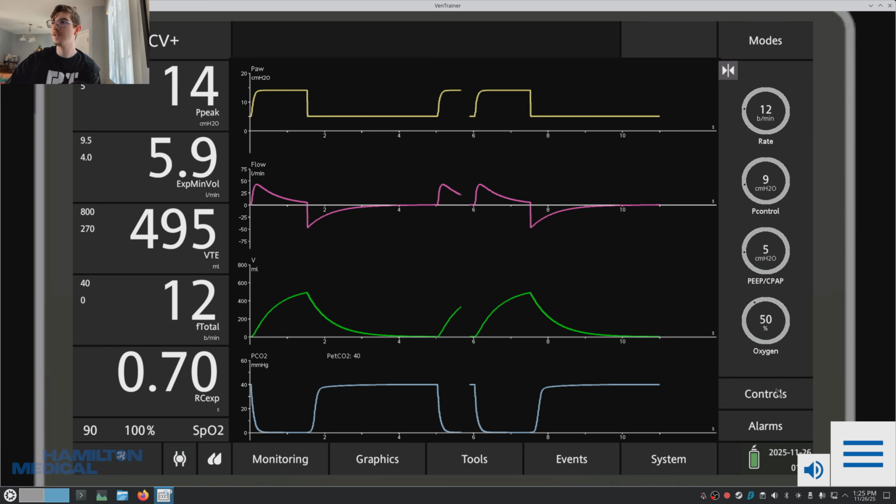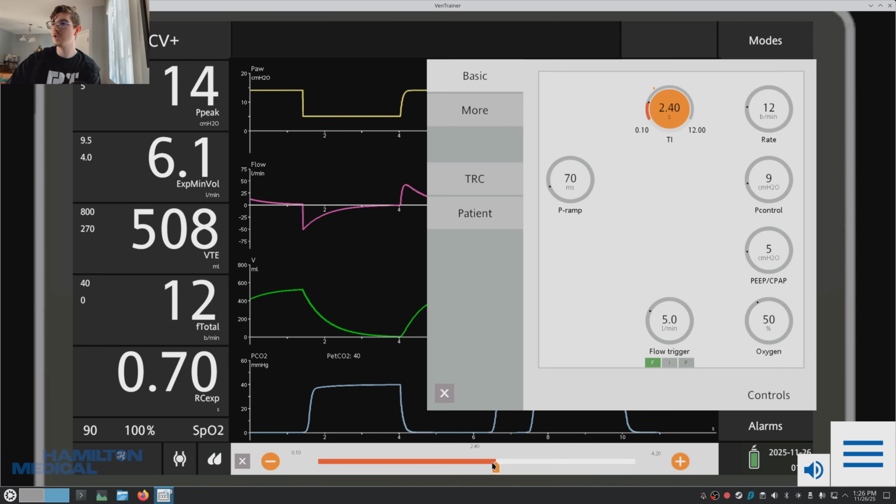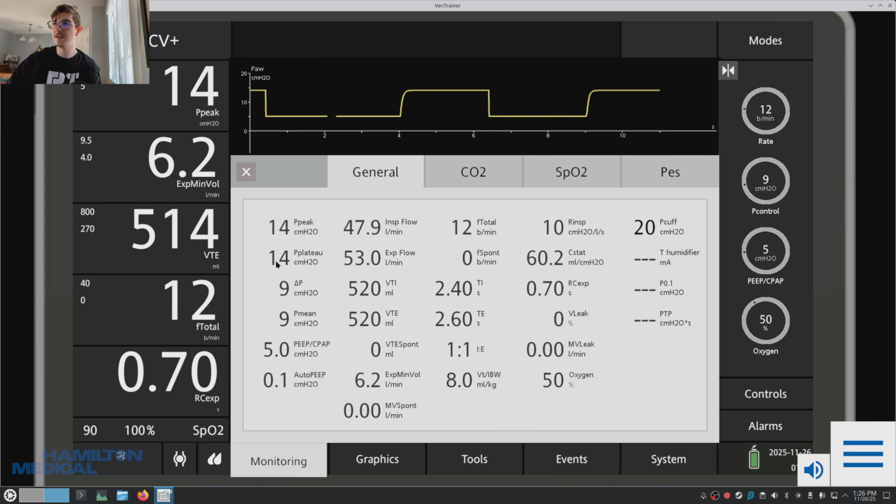And please don't put your patient on an I time of 2.4. I'm just doing this to demonstrate. Eventually that flow is going to reach basically 0. Right? You see that there. The flow is reaching 0 because the pressure at the alveolar level is the same as the pressure at the airway level. And we can see that because our peak and our plateau are the same. They're both 14.